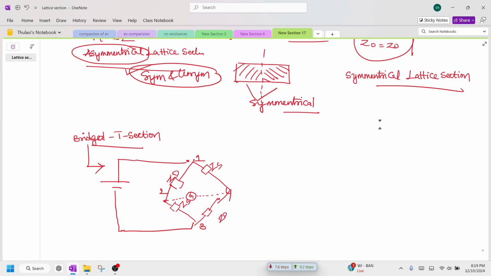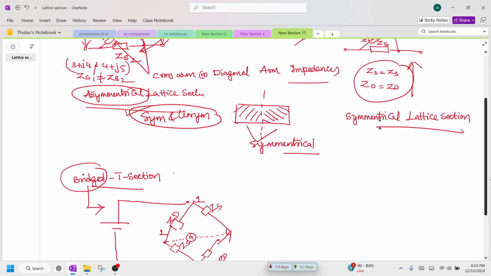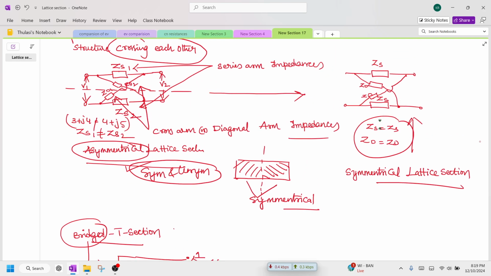So this is how to construct a bridged T section. Generally, what is this bridge network? If you identify it exactly, this is also a lattice network. If you mark the terminals as I have shown here, 1, 2, 3, 4, and redraw the network, it will be the same.